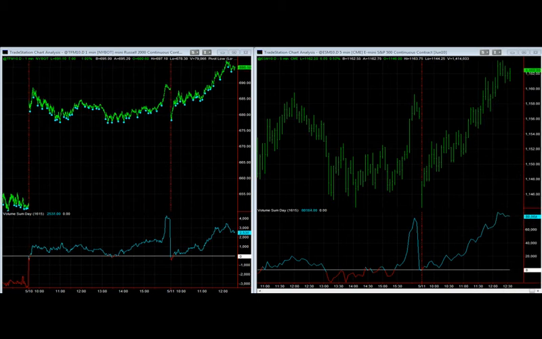One of the indicators that I'm offering for free on my website is volume sum day. I wanted to show you this in real time. This is one of the charts I like to look at. I like to look at the E-mini S&P and the E-mini Russell side by side and check out the differences and the divergences. Today we had a big gap down at the open.